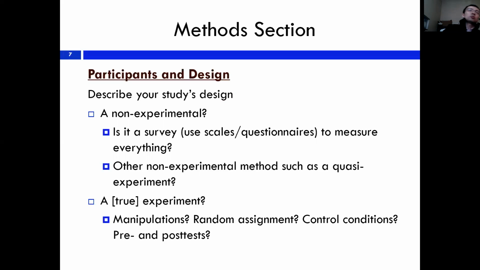Speaking of the design, you probably want to make it clear whether you are using a non-experimental design like a survey, a quasi-experiment, or a true experiment design. Just try to remember the elements of a true experiment design. Firstly, you need the manipulation of the IV. You need random assignment of participants to different conditions of the IV, and let's say you have a control condition and a treatment condition, or two treatment conditions, no control condition, right? After that, you want to think about whether you have pre or post tests. By the way, if you're thinking about between-subject design or within-subject design, you should also make that clear as well.